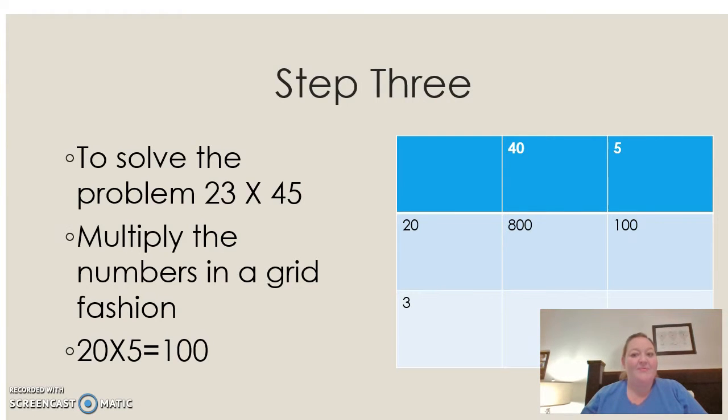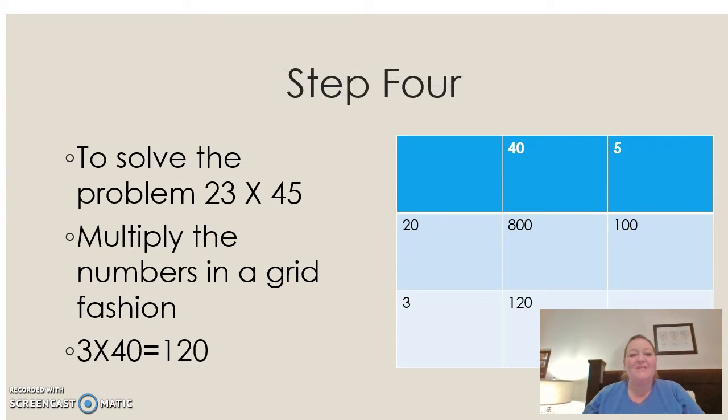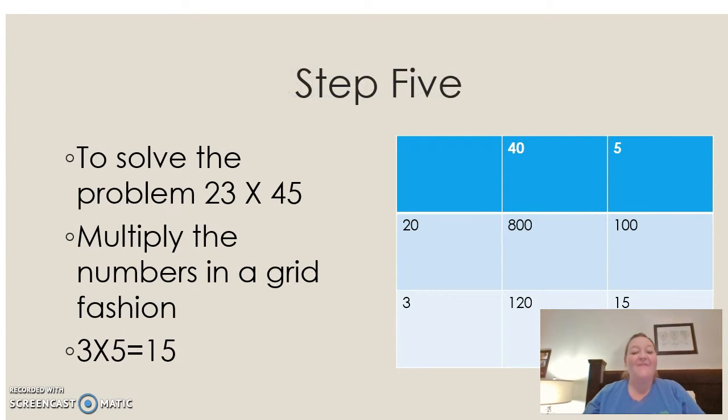And then step 3, we're going to do 20 times 5. That's where they meet in the grid fashion there. 2 times 5 is 10, and we put 1 zero back, making 100. You can also think of 20 nickels in a dollar. And the next step, step 4, you're going to be multiplying that 3 times 40. 3 times 4 is our basic fact, which is 12. Put that zero back, so you've got 120. And then step 5, that last one is just that 3 times 5 where they meet, and that's a 15.